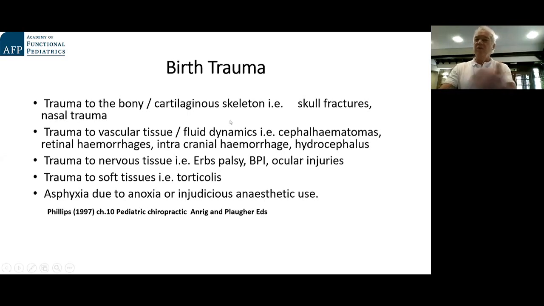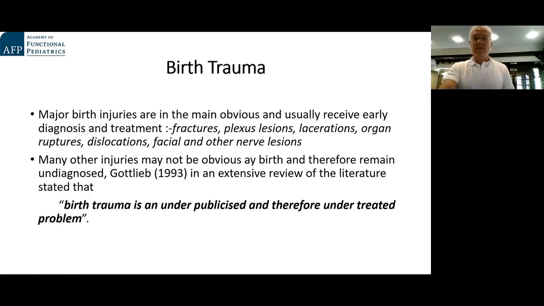Trauma to nervous tissue: brachial plexus injury, Erb's palsies. Soft tissues: torticollis, so a bleed into the SCM, a lump in the SCM, which we see, or asphyxia, and that's one of the commonest causes of birth issues, with cerebral palsy and that kind of thing coming from it. But major birth injuries are in the main obvious and receive early diagnosis and treatment. We've already talked about those, but lots of others don't get noted. These are the ones who come into our practice most commonly.